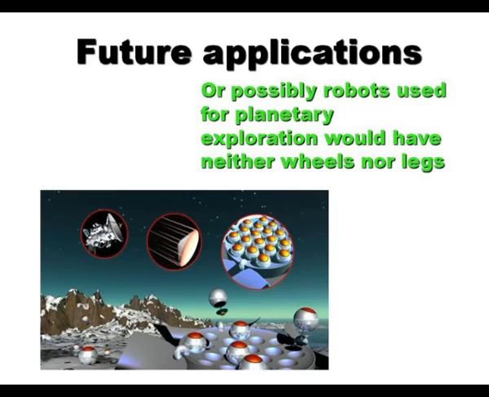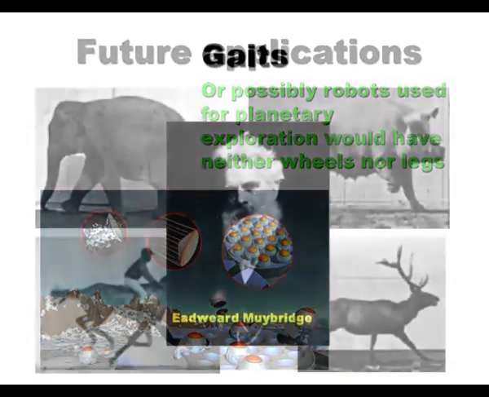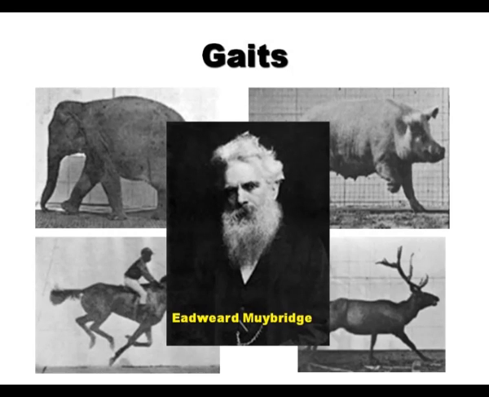So the subject of gait analysis was started by this chap, born Edward Muggeridge. Rapidly became Edward Muybridge. Sounded posher.